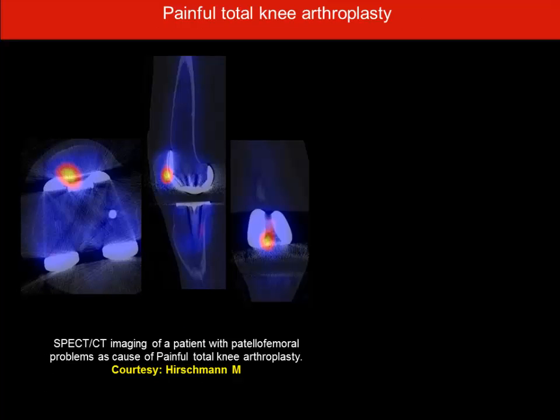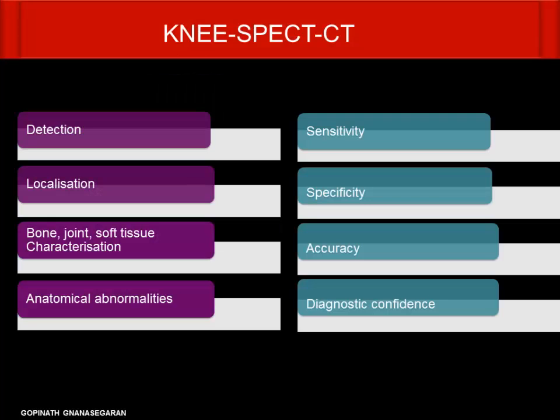Another example, focal area of increased uptake, patellofemoral problems. The prosthesis looks overall fine, the uptake is within the patellofemoral junction, whereas the entire prosthesis looks fine: patellofemoral arthritis in patients with total knee arthroplasty. So knee SPECT CT helps in detection, helps in accurate localization, and characterizes bone and joint surface anatomical abnormalities. What it does overall to the outcome is increase sensitivity, improve specificity, accuracy, and also diagnostic confidence.